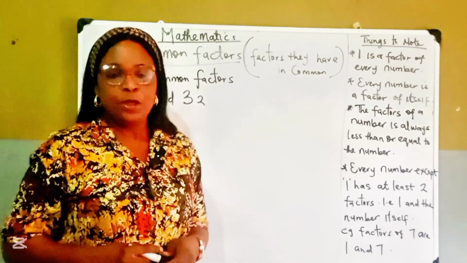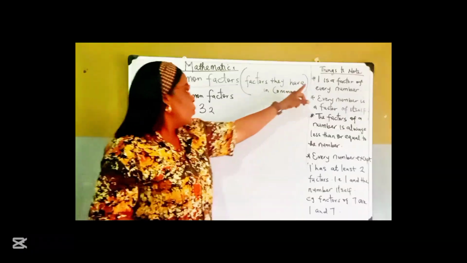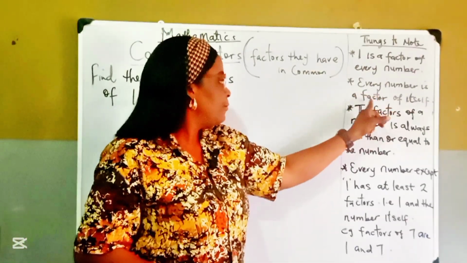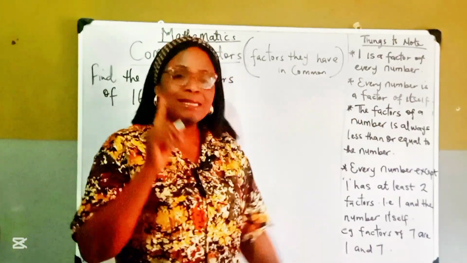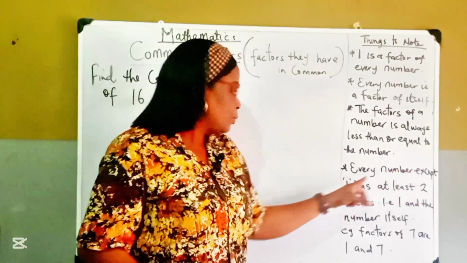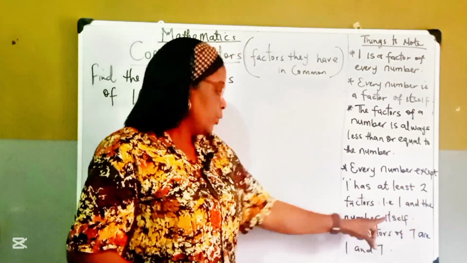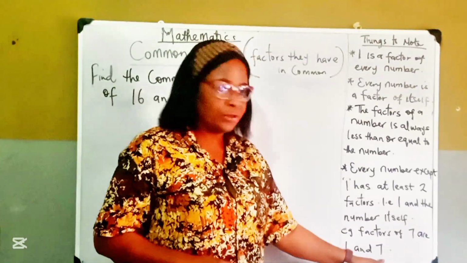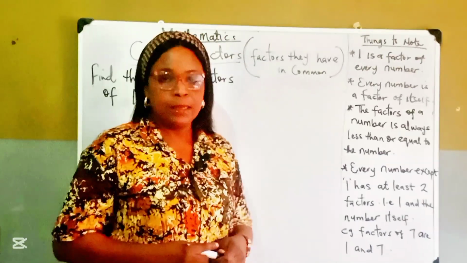In our previous lesson, we talked about factors of a number. Remember, I told you that 1 is a factor of every number. Number 2, every number is a factor of itself. Number 3, the factors of a number are always less than or equal to the number. Number 4, every number except 1 has at least 2 factors, that is 1 and the number itself. Example, factors of 7 are 1 and 7. These are the things to note when we are talking about factors of a number.